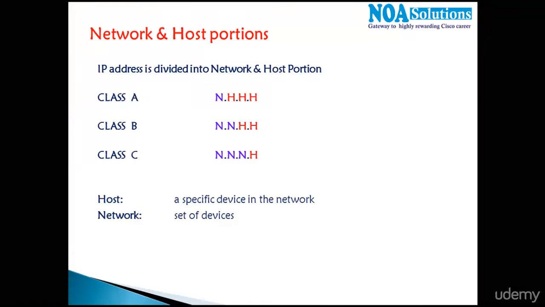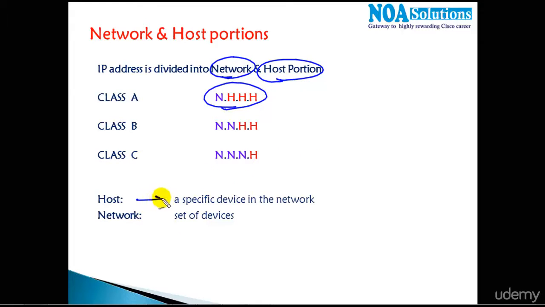So the next thing we need to understand about IP addressing is network and host portions. Whatever addresses we have, we have 4 portions of the address, 1 2 3 4, and these portions are further classified into 2 parts: the network part and the host part, or we can say network portion and host portion. Now when we say host, it's a single device in the network.